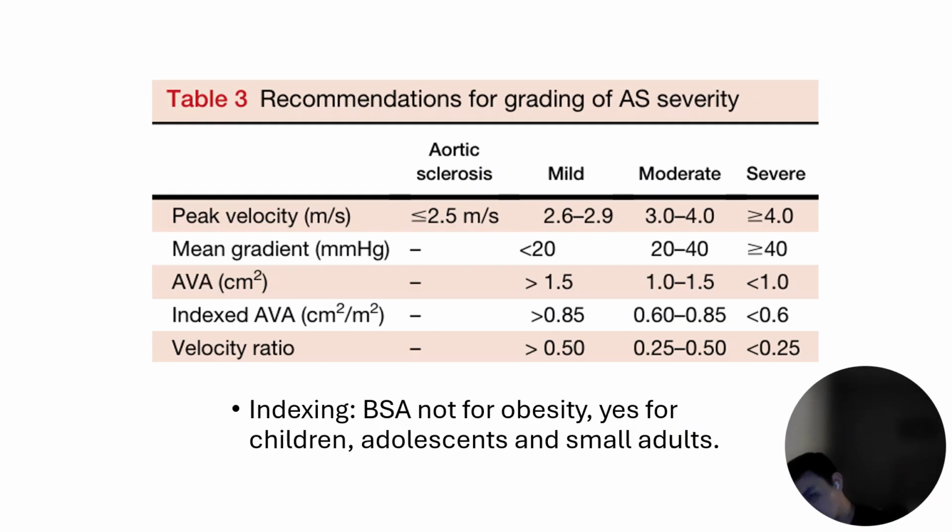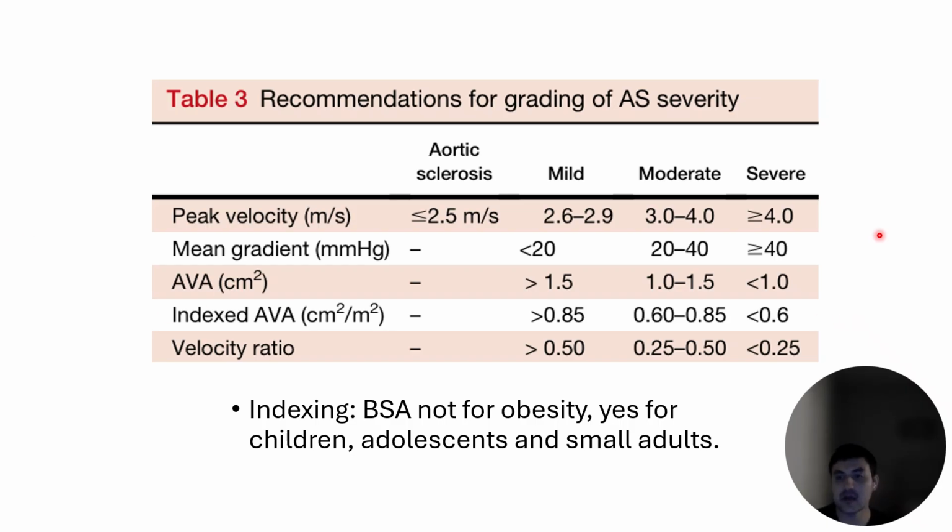Now, recommendations. This is roughly what the guideline says, taken from the American Society of Echocardiography. For severe aortic stenosis: peak velocity 4 meters per second or more, mean gradient more than 40, aortic valve area usually less than 1. Indexed by body surface area, less than 0.6, and dimensionless index less than 0.25. This is the range of severe aortic stenosis. So pretty easy: 4, 40, less than 1, less than 0.6, less than 0.25.